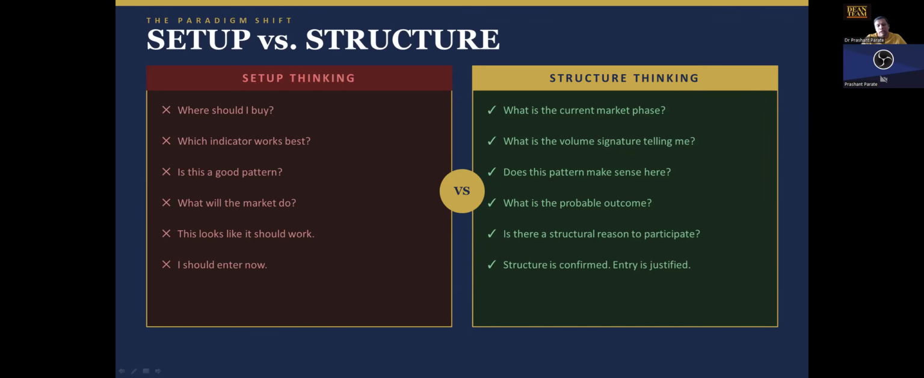Then, is there a structural reason to participate? That should be a better question, instead of asking, this looks like it should work. So why will it work? Just because we have taken a trade, that there is a setup and we have taken a trade, so it should work. This does not happen. If there is a structural reason to participate, then we can take that setup. So structure should always come first before any setup. And when structure is confirmed, then my entry is justified.